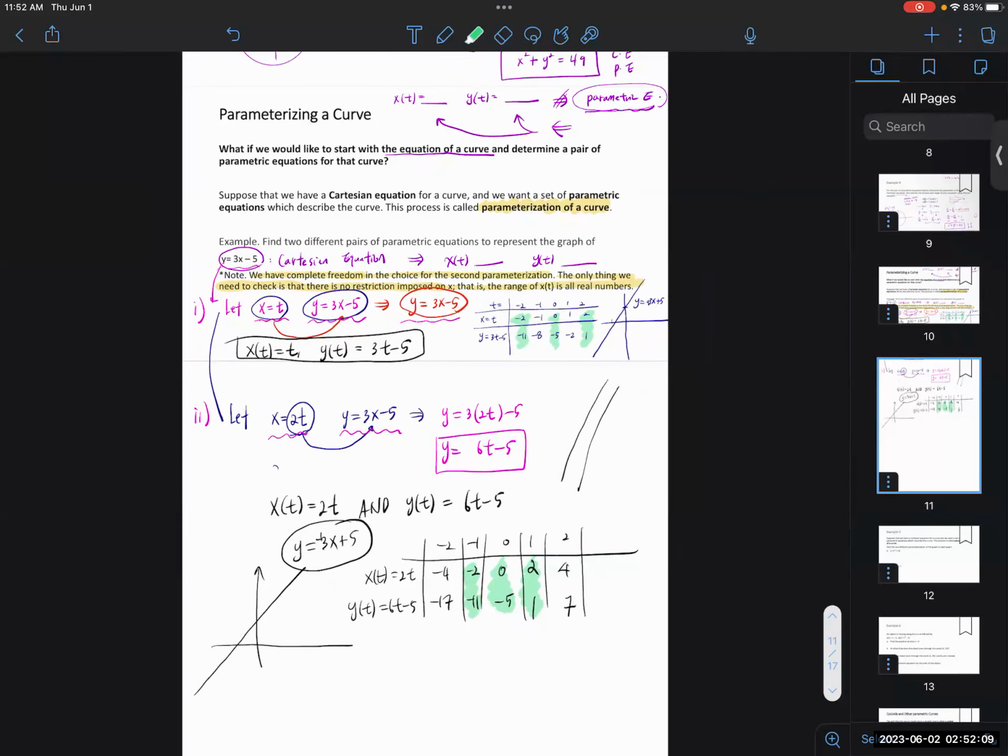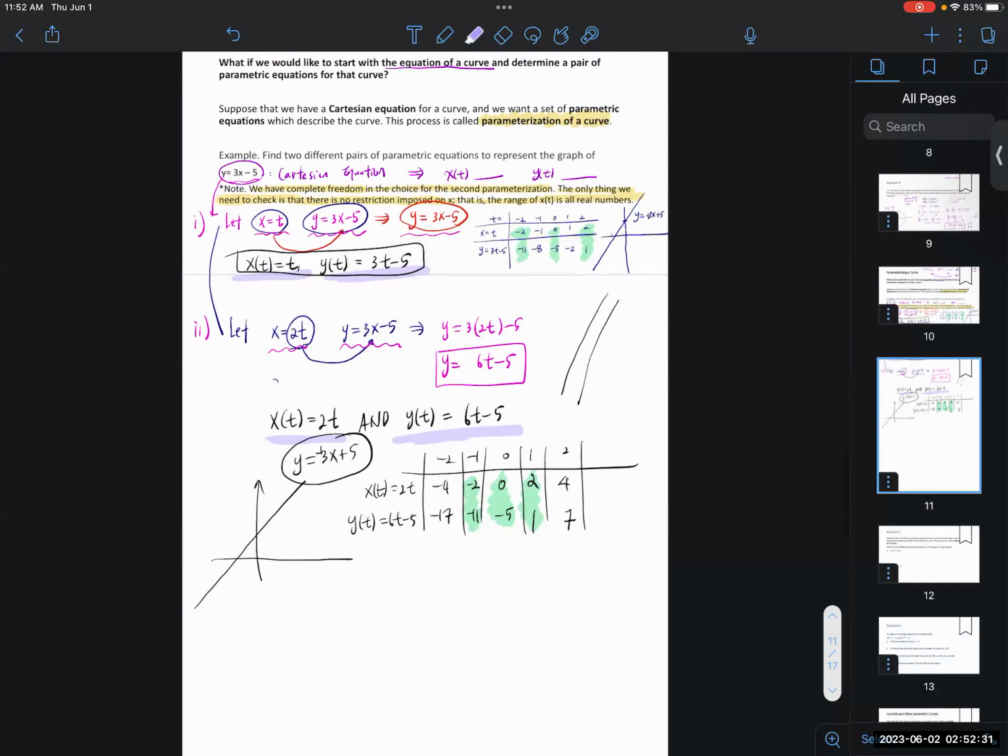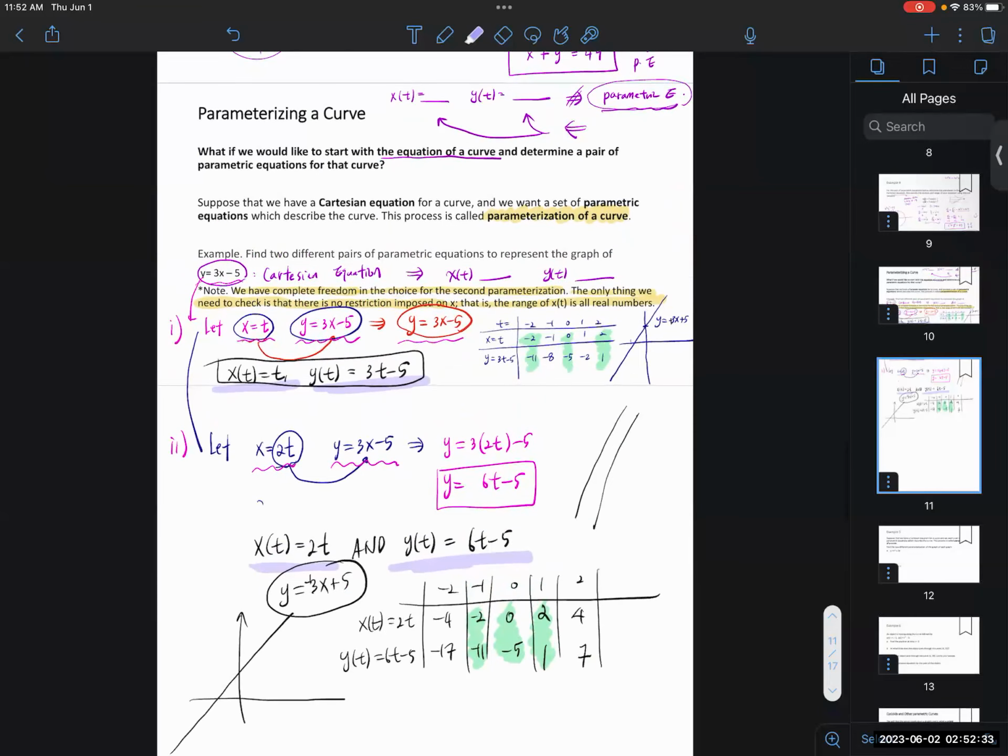We found the x function and y function, and there could be a lot. You could find an infinite number of sets of x and y functions. This time, I'm just showing you 2. You can find a third one, a fourth one, that are going to be the same and give you the same graph of y equal to 3x minus 5. Okay, so that's how we are doing the backward.